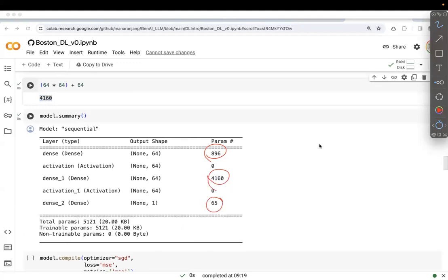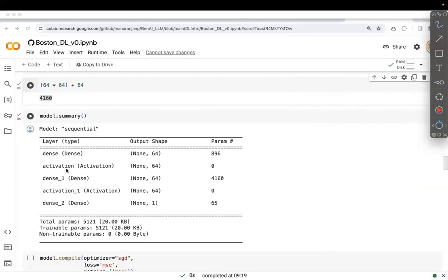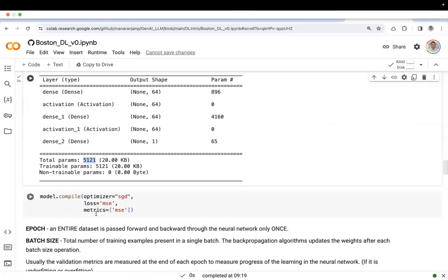Then there's 65, because in the final hidden layer 64 neurons are there and one output neuron. So 64 connections, 64 multiplied by 1, plus 1 bias term. So that's basically 65, right? So understand, very clear here. And in total, 5,121 parameters are there. Any questions on this one so far? Just to check.